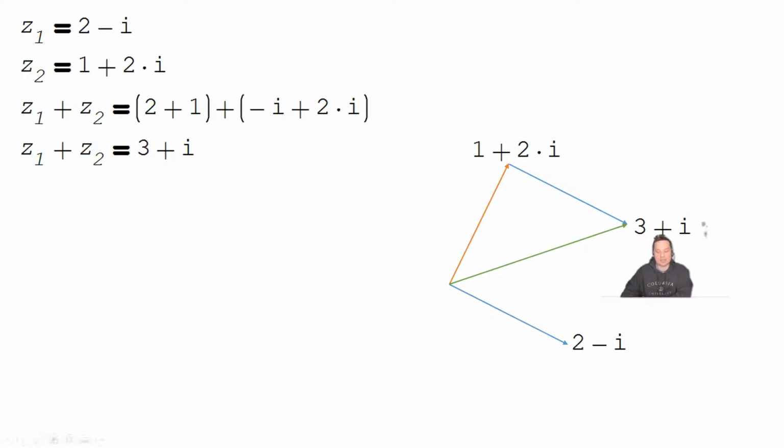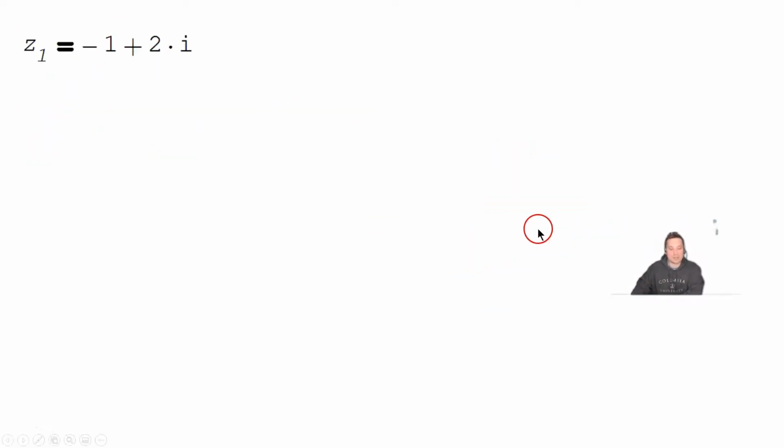So again, all that 3 plus i really means is, for the green arrow, 3 to the right and then 1 up, because it's 1 times i. That's the picture for this example. Let's look at the next one. It's going to look like the following.